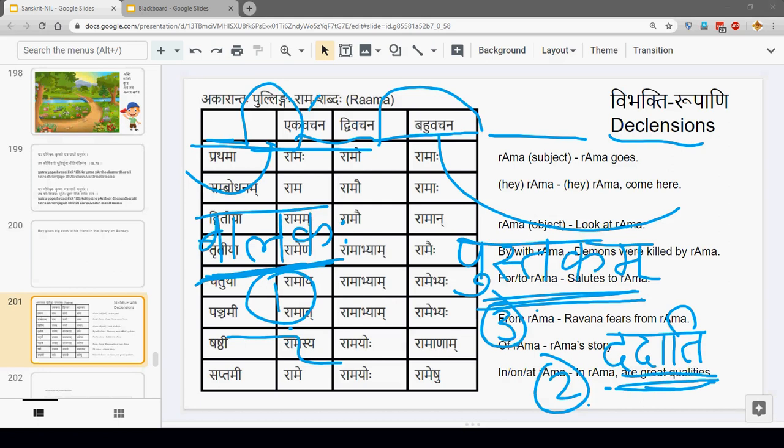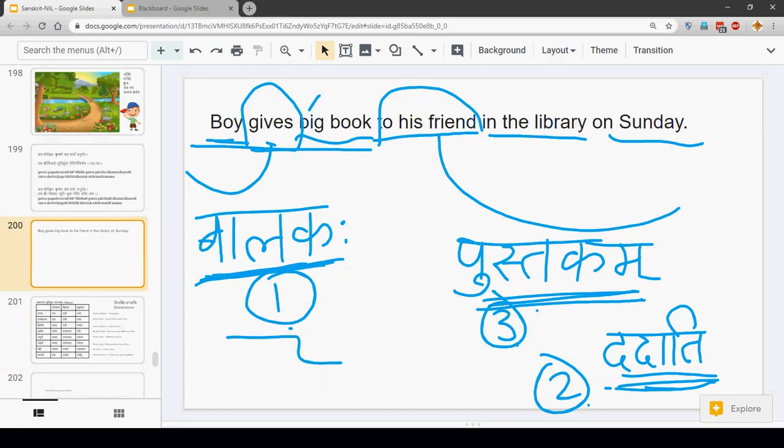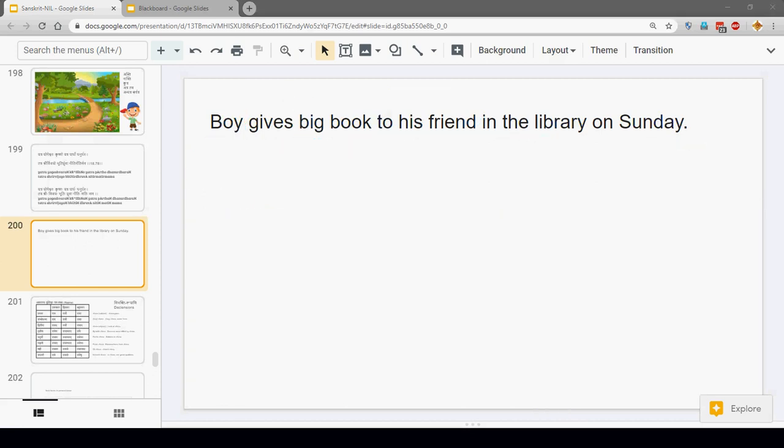So if you look at the English sentence here, we have this to his friend. So friend is a different word, to is a different word, his is a different word. In the library, library is a different word, in is a different word. So it is difficult to move this around. And even if you want to move, then we'll have to move all the three words together, which are related. But in Sanskrit, because the case endings are part of the word itself, we don't.